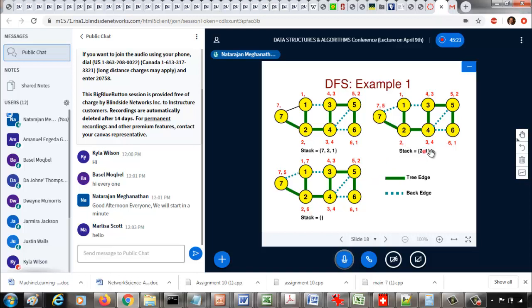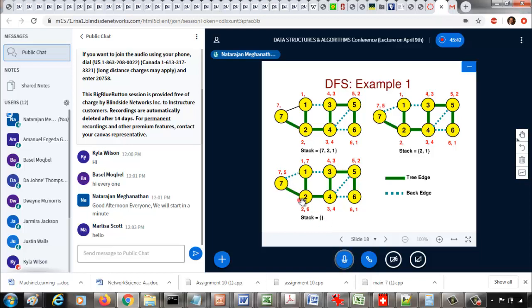And the stack now currently has 1 at the top, and that's the only vertex. So we cannot go anywhere else from vertex 1. So it's time to pop out vertex 1 from the stack. So that is the 7th vertex to be popped out of the stack. Okay, so the stack eventually becomes empty. And by the time the stack becomes empty, we have visited all the vertices.